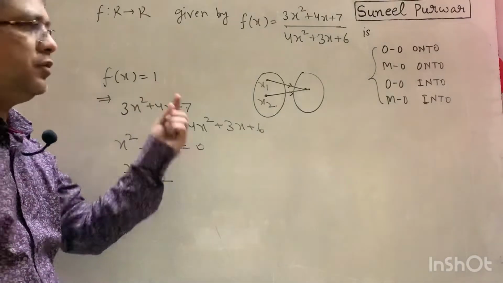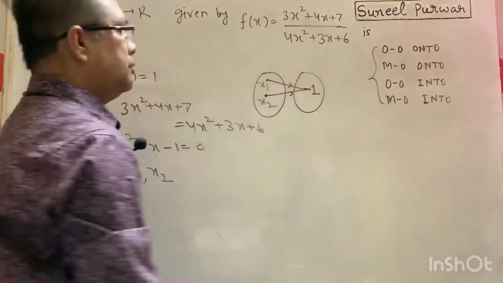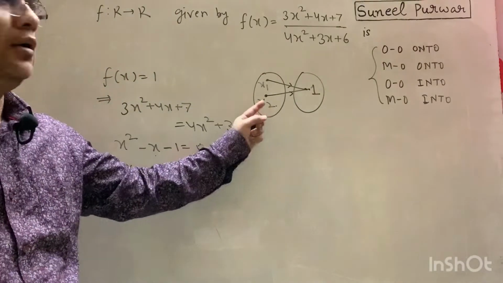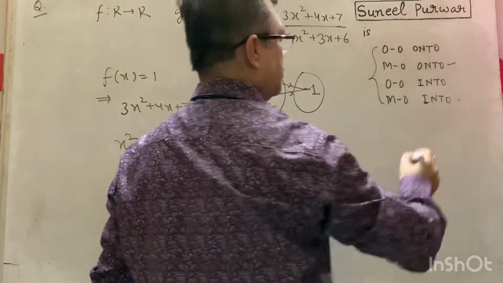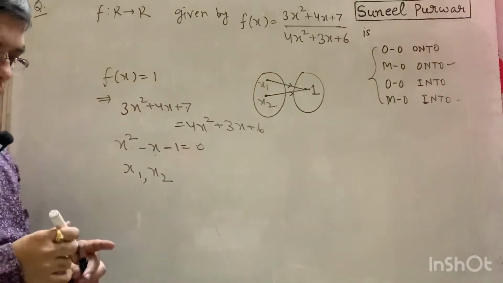what? Same output, which is what? 1. So function is immediately many 1. So it could be either second option or fourth option. Let's see, onto or into.